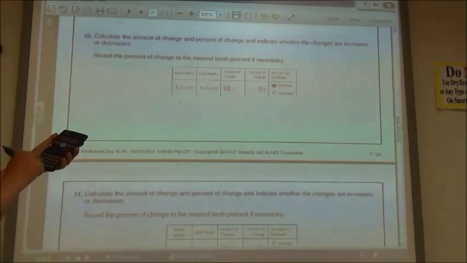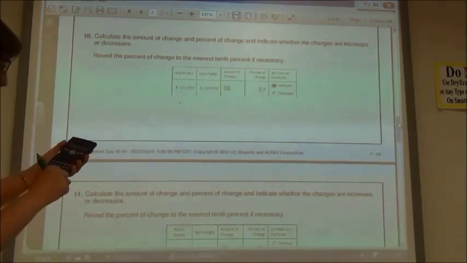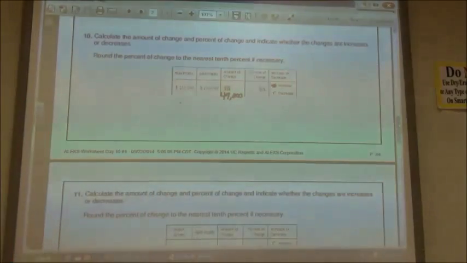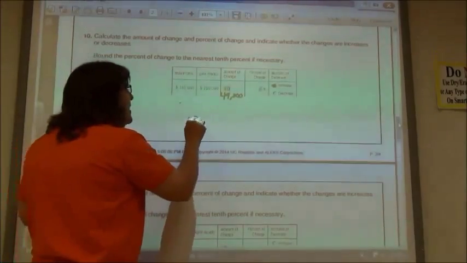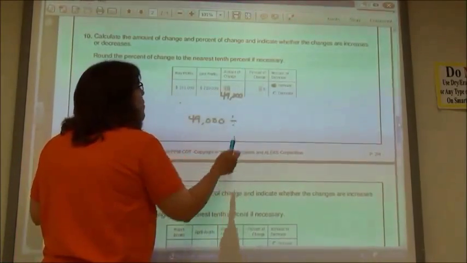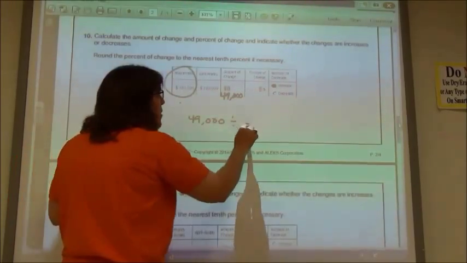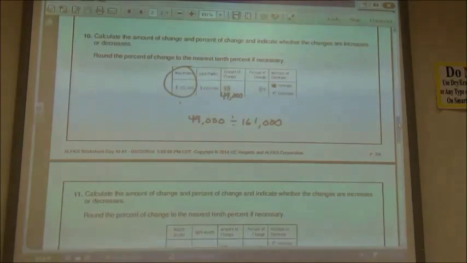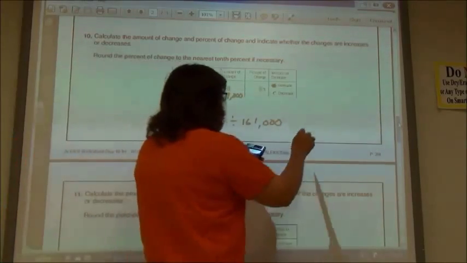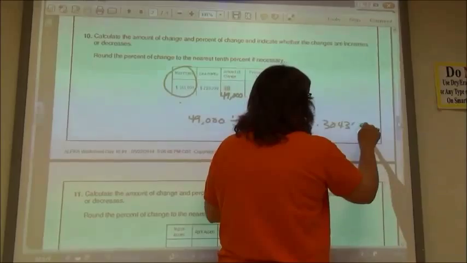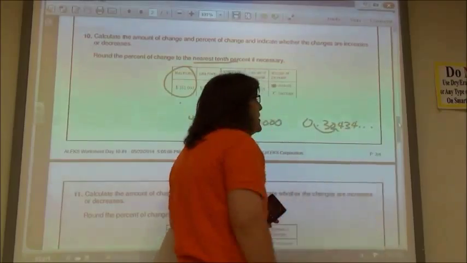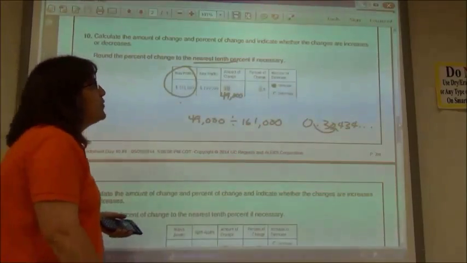210,000 minus 161,000. So 49,000 is how much it changed by. What is the percent change? I'm going to take that 49,000 divided by what it started at, which was May's 161,000. So divide that by 161,000, and we get a crazy decimal again, 0.30434... We want to round to the nearest tenth of a percent, so we have to first change it to a percent, move it 2 places, and then round it off, so 30.4.